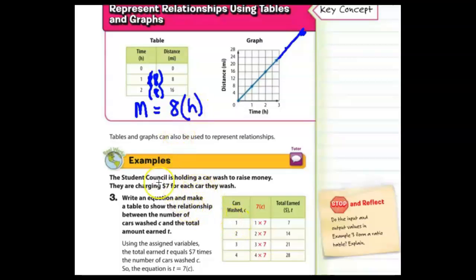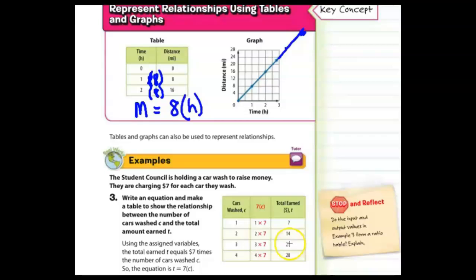Okay, so we can actually look at this next example. It says a student council is holding a car wash to raise money. They are charging $7 for each car they wash. It's asking us to write an equation and make a table to show the relationship. So using the verbal description, they've went ahead and started drawing the table. Numbers of cars washed, total amount earned. 1 car, $7. 2 cars, $14.